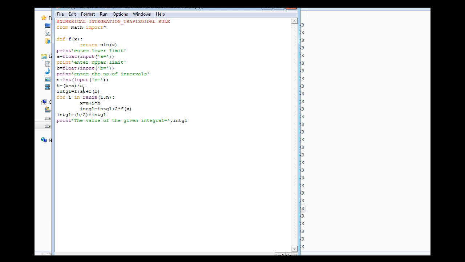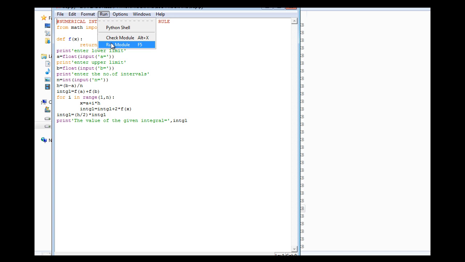That will be f(a) + f(b), and then I find the trapezoidal rule formula, which is the integral plus 2 times f(x) in between the first and the last values. Again I multiply by h/2, and then I print the value of the integral, given by intgl.